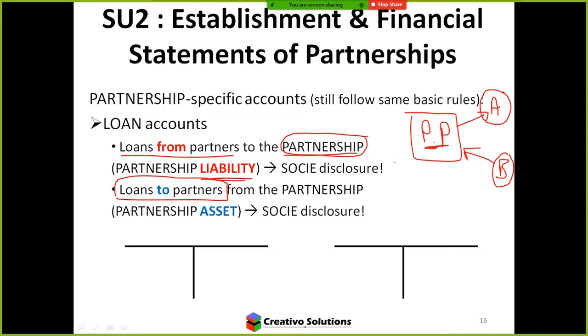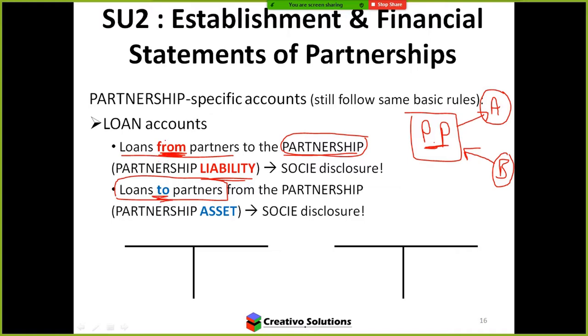It's a loan from or a loan to. It all depends on which way the money is flowing. So the partnership gets the loan. It's a loan from the partners. If it's a loan to the partners, then it's the opposite. The partnership is giving the loan to the partner instead of the partner giving the loan to the partnership. Two different perspectives. Just look at what I've given you here. From or to, that's all.